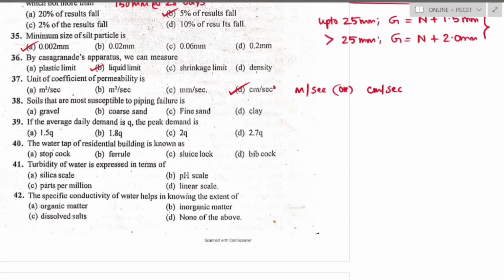Question number 38. Soils that are more susceptible to piping failure are clay materials. As clay materials are dispersed in nature, these types of materials will be more susceptible to piping failures. So option D is the right answer. Question number 39. If average daily demand is Q, then the peak demand is 1.8 Q. Option B is the right answer.